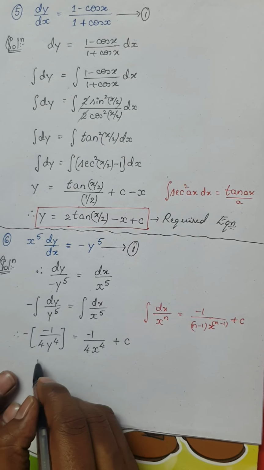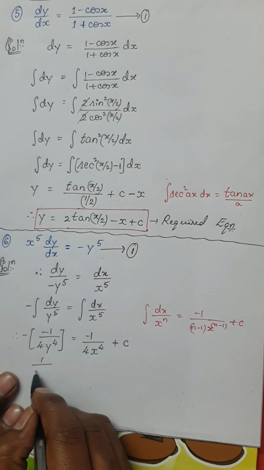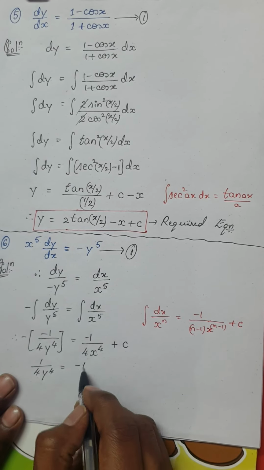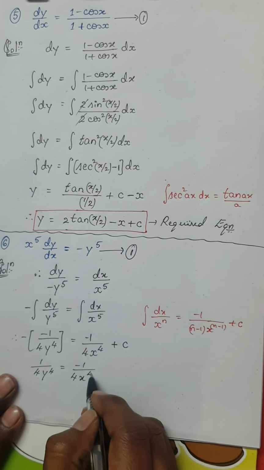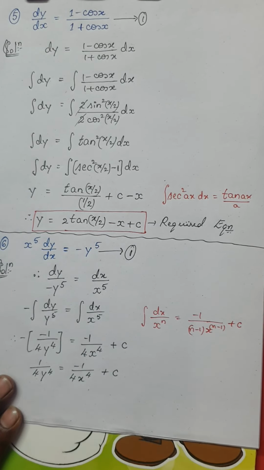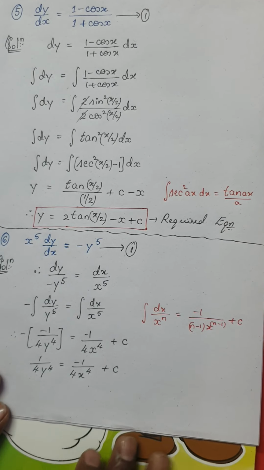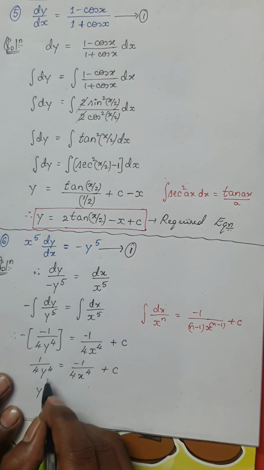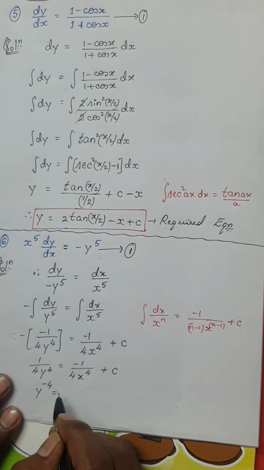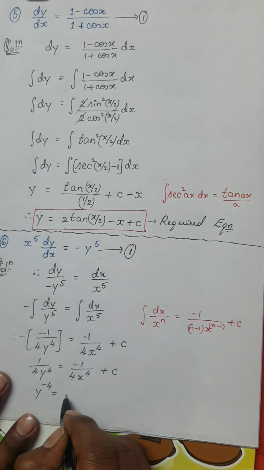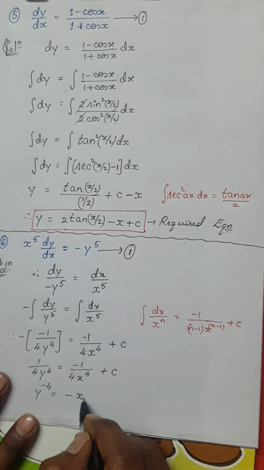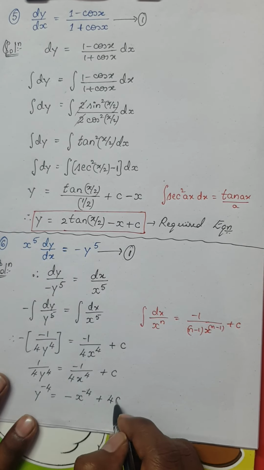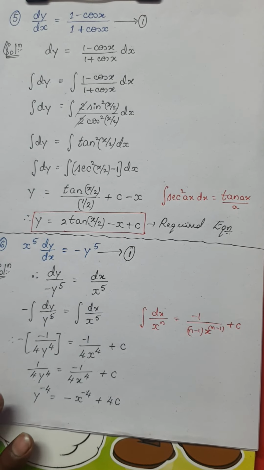Now rewrite this: minus into minus becomes plus, 1 divided by 4 into y power 4 is equal to minus 1 divided by 4 into x power 4 plus c. Now I'm going to multiply by 4 throughout, and take these terms to the numerator. 1 by y power 4 will become y power minus 4. Similarly, minus of 1 by x power 4 will become x power minus 4, plus, as 4 is multiplied, 4c.